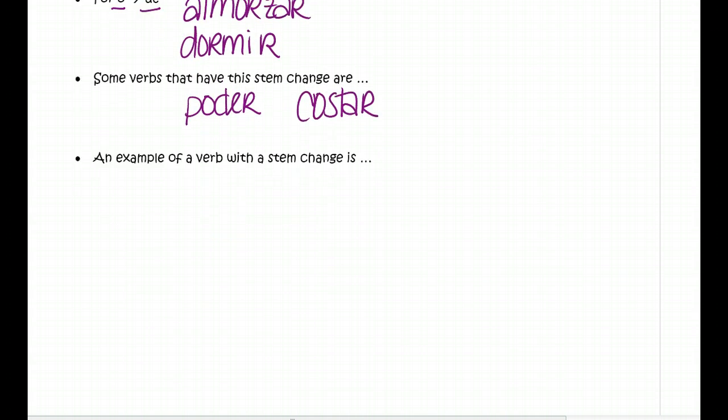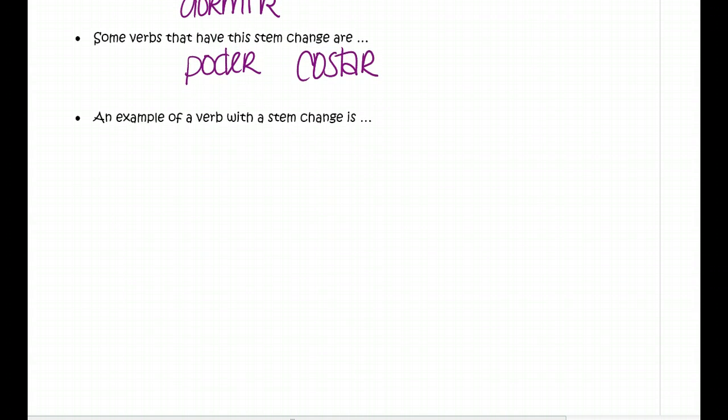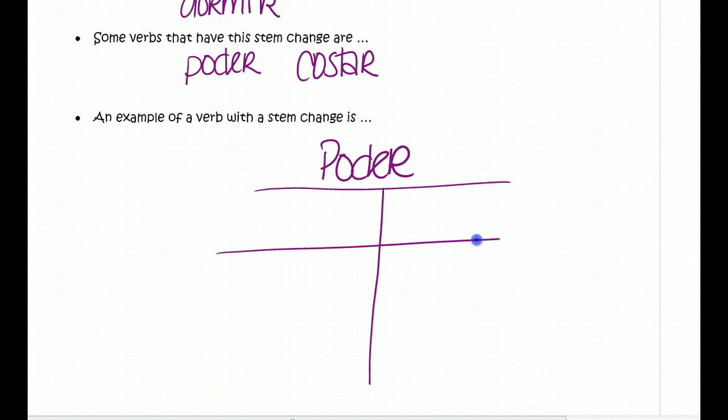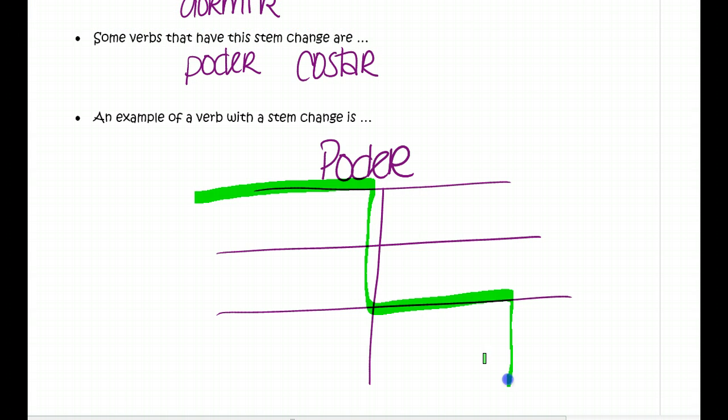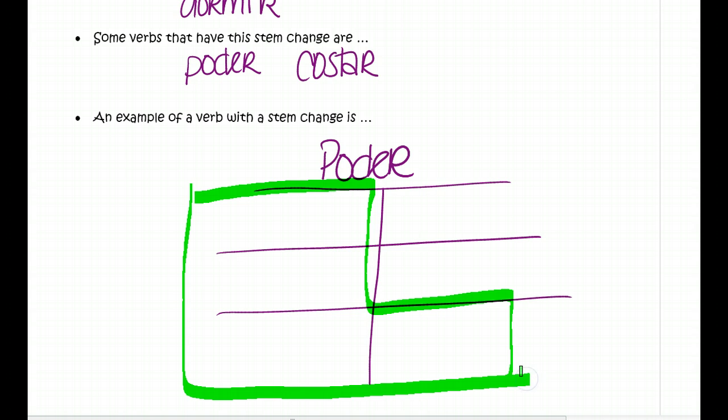So we're going to do an example on the bottom. An example of a verb with a stem change is the verb poder, and again, this means to be able to. Whenever we conjugate a verb, we use our little chart. We know that the forms inside the boot are going to have a stem change, and so this verb is an O to UE boot verb. That means this O right here will change to a UE in all forms inside the boot.